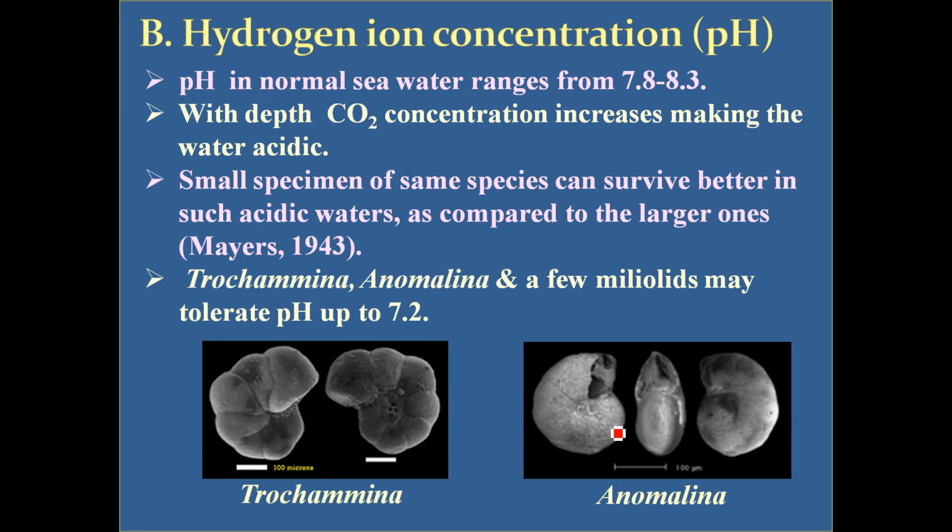Hydrogen ion concentration or pH can be depicted by foraminiferal test. The normal pH in ocean water varies from 7.8 to 8.3, but with the depth, carbon dioxide concentration increases and water becomes acidic. So we will find that a small specimen of the same species can survive better in acidic conditions as compared to the larger ones. Here two examples, Trochammina and Anomalina, are shown that can tolerate pH up to 7.2.